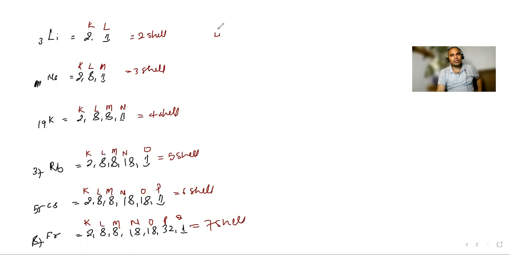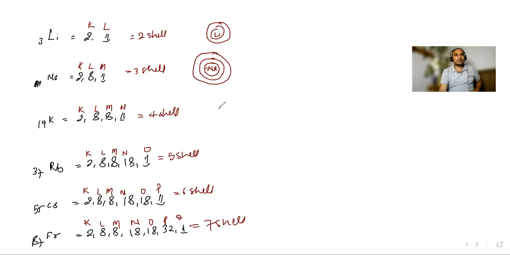So lithium, if you are making the size, so 2 shells I am making here. Then you are going to give the sodium. Sodium is going to be 3 shells. How will it be? That is the 1. Here is going to be the 2. This is going to be the 3.